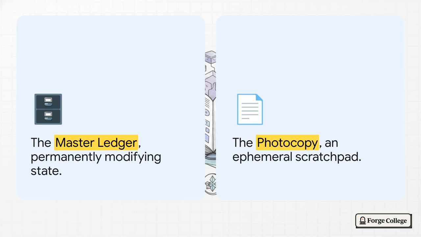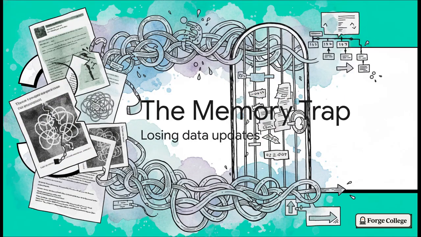Storage is the master ledger. When you write to storage, you are permanently modifying the contract state on the blockchain, period. Memory, on the other hand, well, that's your photocopy. It's an ephemeral scratchpad, perfect for read-only snapshots, but it completely vanishes into thin air the second the function finishes running. Which brings us to Section 3, the memory trap, losing data updates.